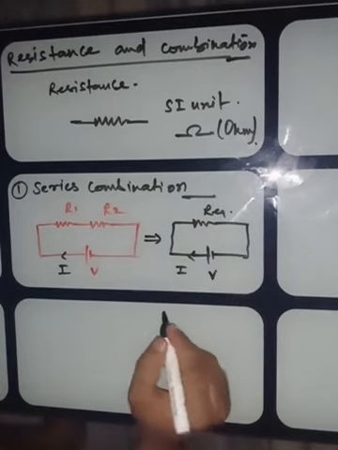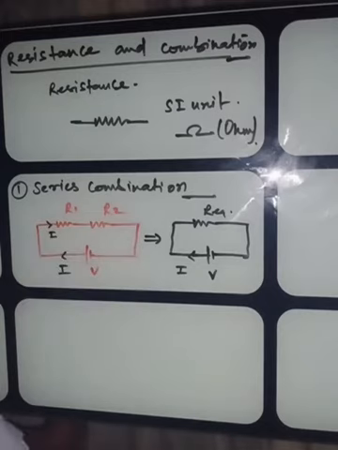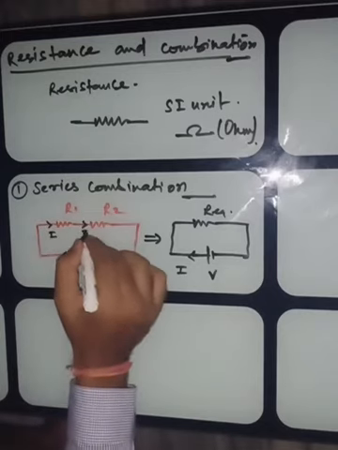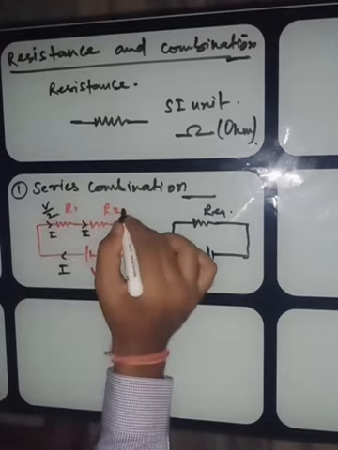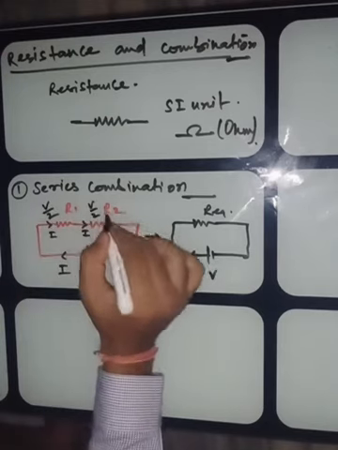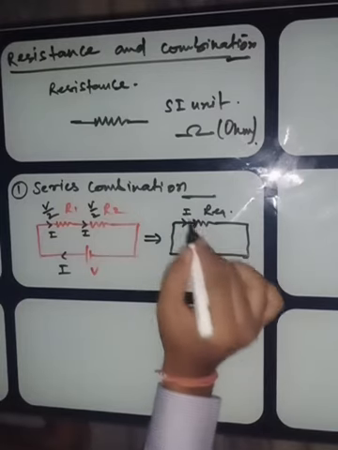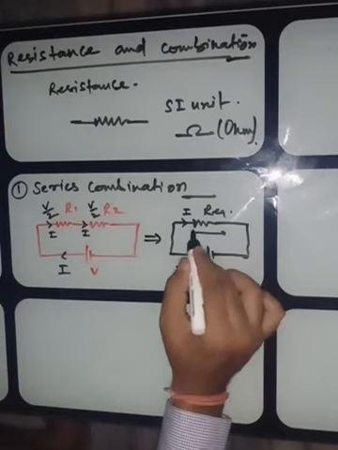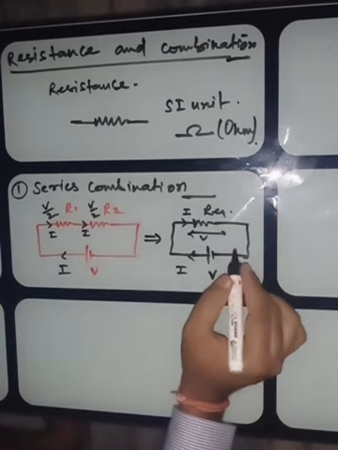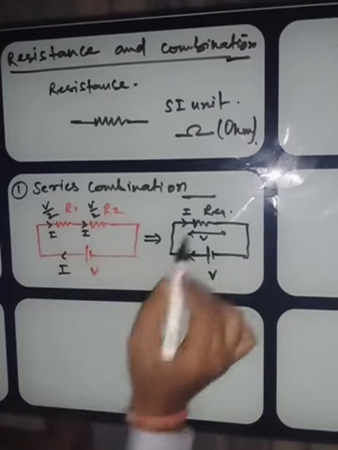What are the keys? The keys are: the current will be the same in series, as the charge is the same. Here the current will be the same, but what will divide? Yes, the potential will divide, V by 2 and V by 2. Here the current will be I, the total current, and the total potential V will be across this resistor.